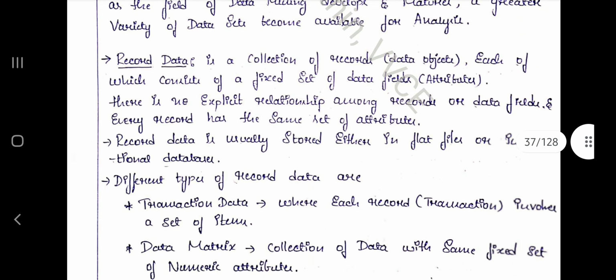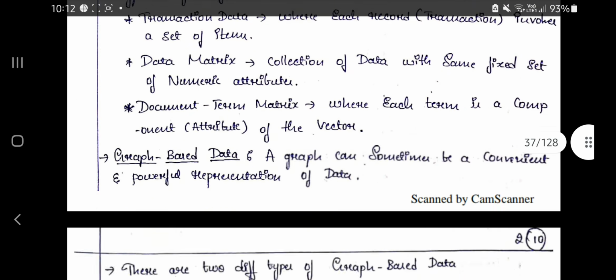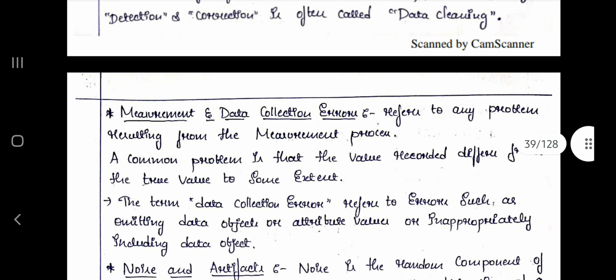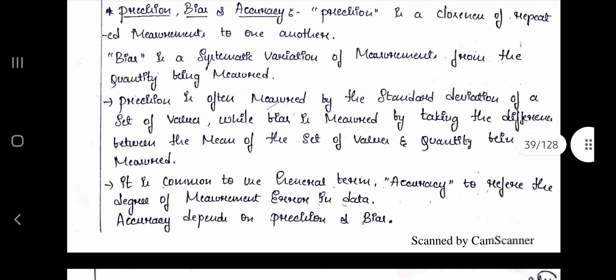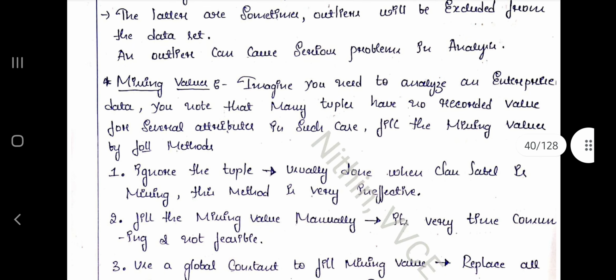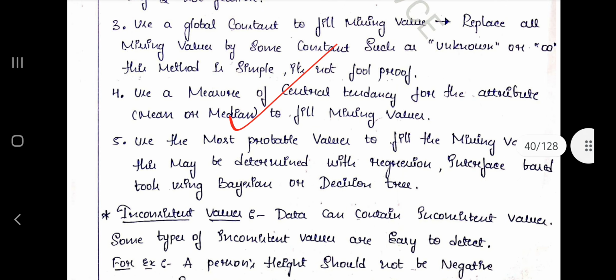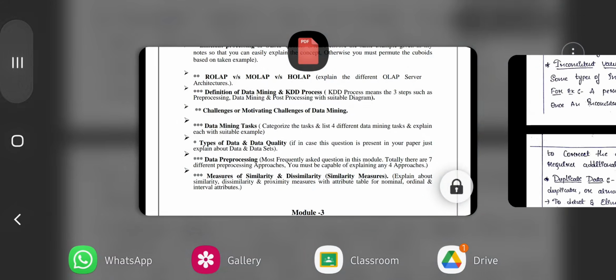Okay, in data sets what you can find is the record data and the graph data, and the third one was what, ordered data. Okay, and in data quality you will write the different types of measurement errors that can be there, like the noise, precision, bias and accuracy, and outlier, and the missing values. How to fill the missing values, that you can write here. And after that, if you have doubt, like whatever you have written it's looking less, then I think you can write this one as well. Okay, so inconsistent and the duplicate values.